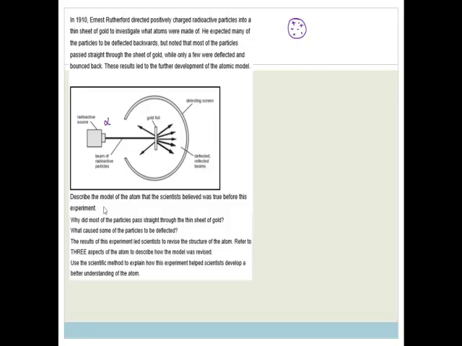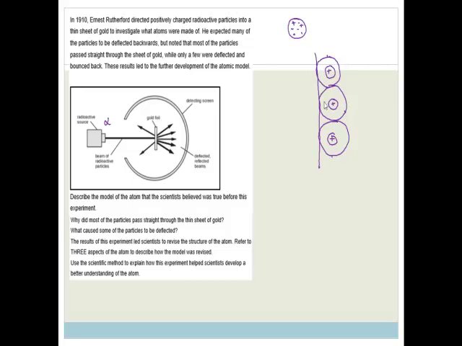Okay, now it says, why did most particles pass straight through the thin sheet of gold? Well, I'm going to expand this a little bit. Okay, now the atoms are like this, actually. They're not really circles, but let's pretend. So they've got these small nuclei with the protons in them, and then very far away are these electrons that are going round. But remember, this isn't a solid at all.